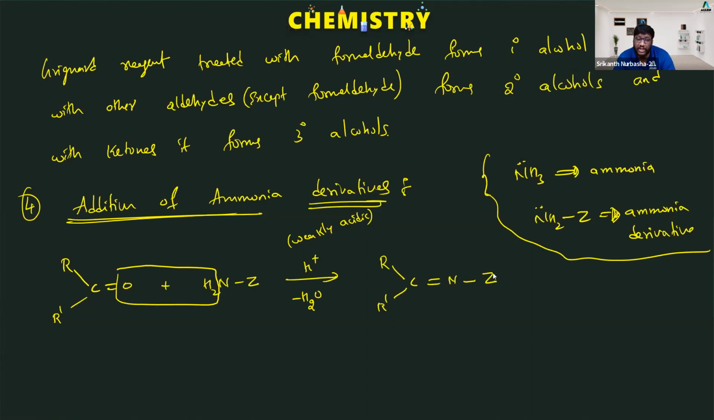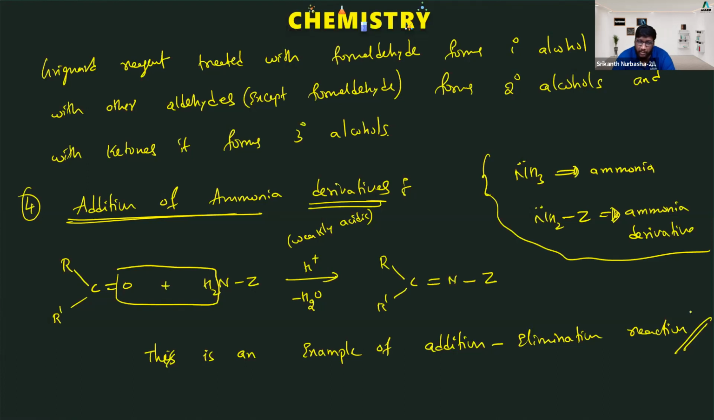These are nothing but addition-elimination reactions. Because we add the ammonia derivative and also some H2O molecule is lost, this is an example of an addition-elimination reaction. It's not just an addition reaction. Addition and elimination both are present in this particular reaction.